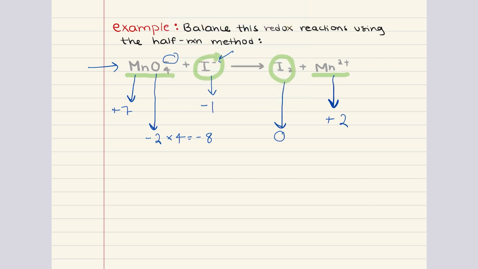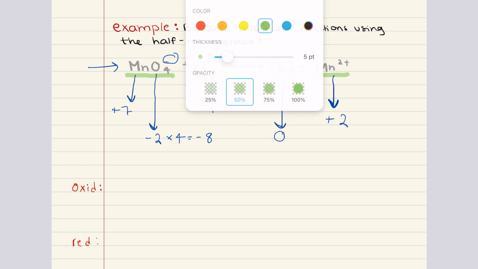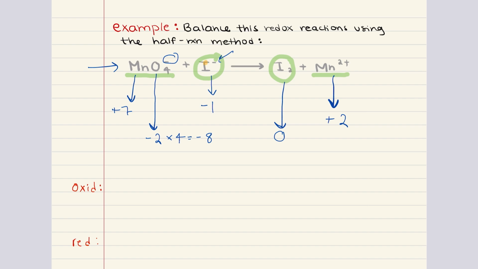Now, the next thing we can do is figure out what our oxidation half reaction is and what our reduction half reaction is. Let's go ahead and take a look at our iodide ion and compare it to molecular iodine. Here, the iodine atom goes from -1 oxidation number to 0. It is losing electrons. So this is our oxidation half reaction. I'm going to go ahead and write it right here.